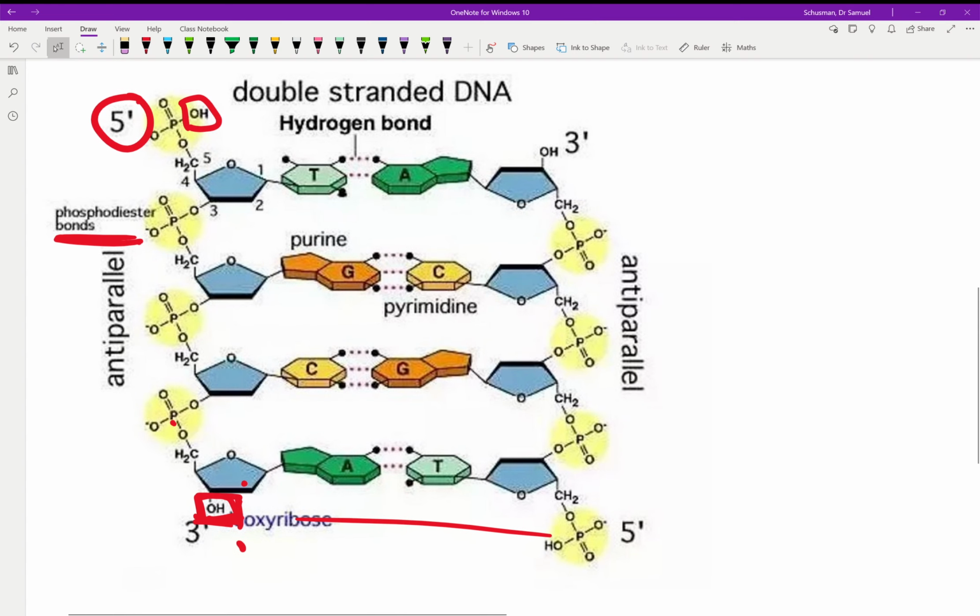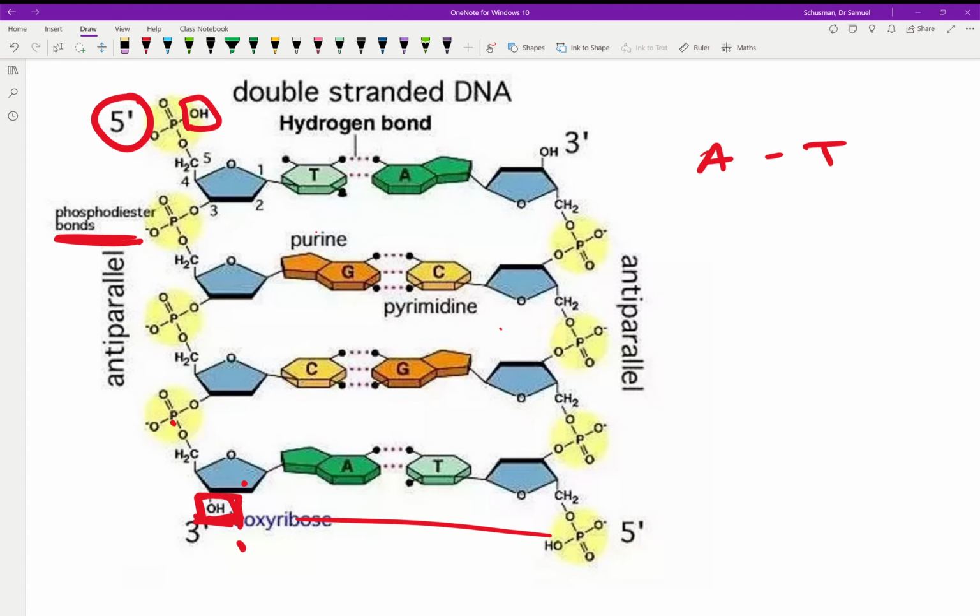On the 1' carbon, you've got your nucleotide, you've got your bases, so your nitrogenous bases. And obviously you always have T opposite A and you have G opposite C. But you need to know more detail than that for A level, and you need to know about your purines and your pyrimidines. The easiest way to remember this is that a pyrimidine always pairs with a purine, so A always goes with T, and C always goes with G. So one of these is a purine, one of these is a pyrimidine in each group.